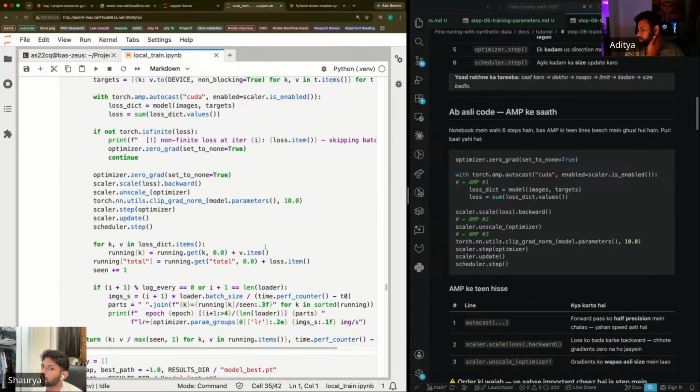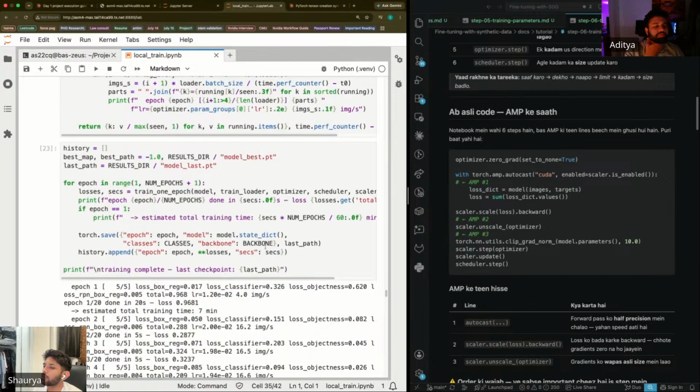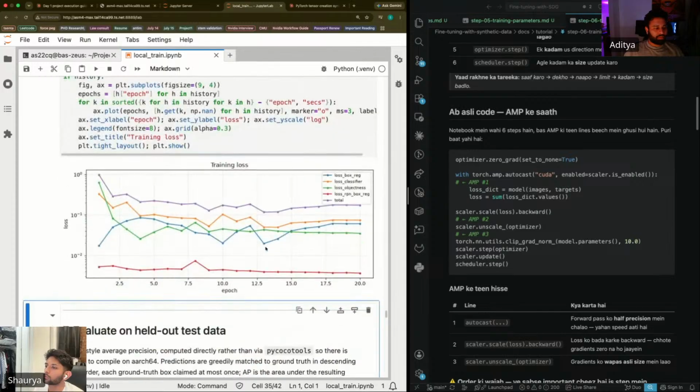Okay, is the training done? I think not. Yeah, training is complete. Oh, nice. And this is the graph of loss, training loss.